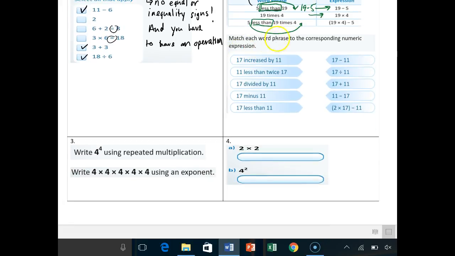So match each word phrase to the correct numeric expression. So 17 increased by 11, that's just an addition sentence, right? 17 plus 11. If I were you, when I was doing this on BuzzMath, I would do all the ones I know and use process of elimination from there.